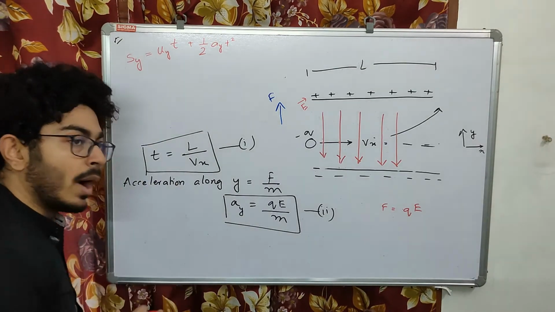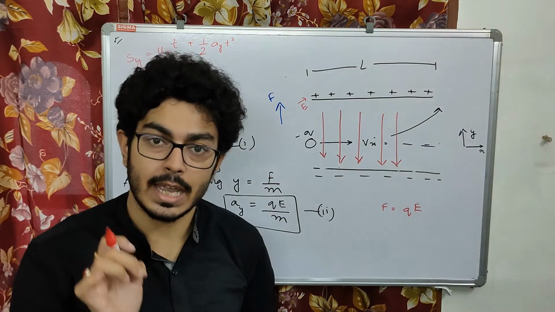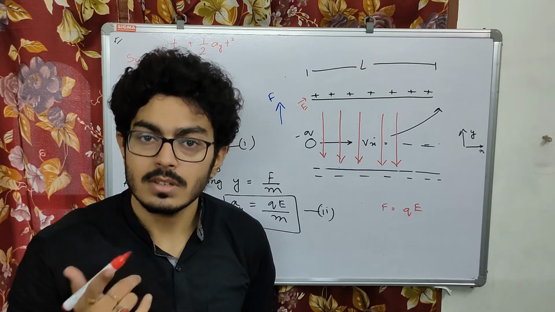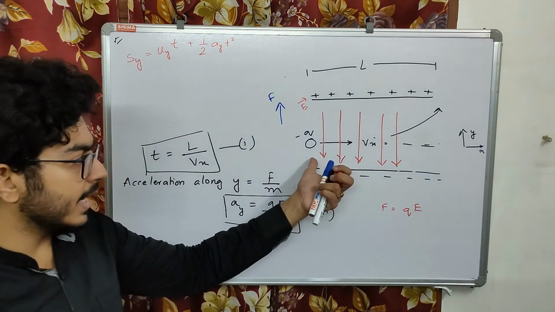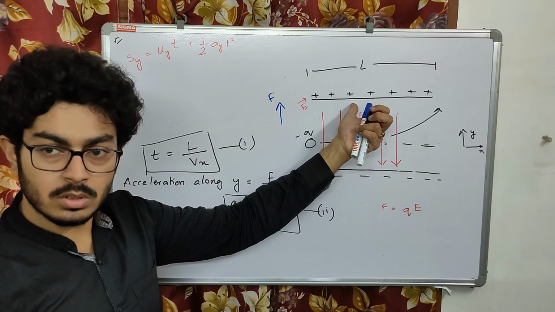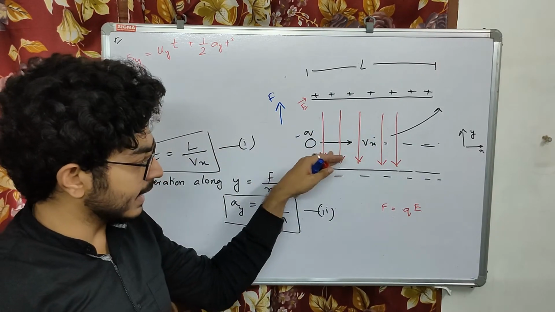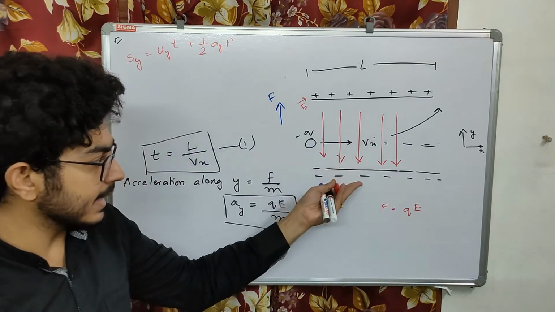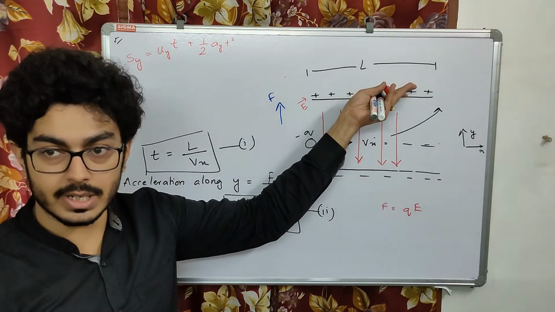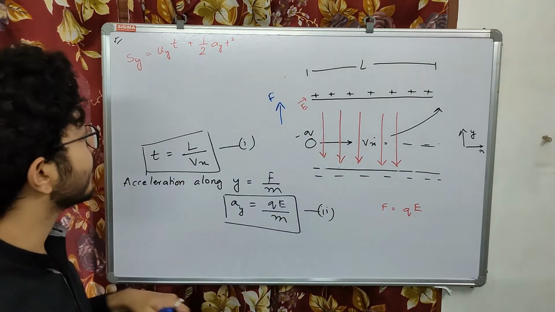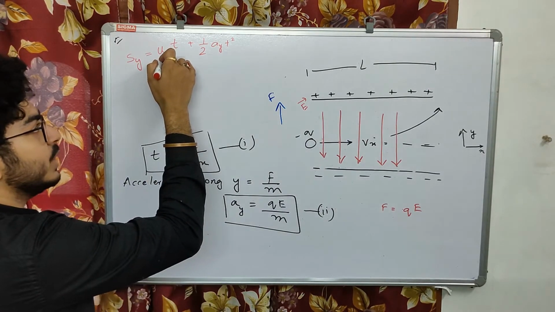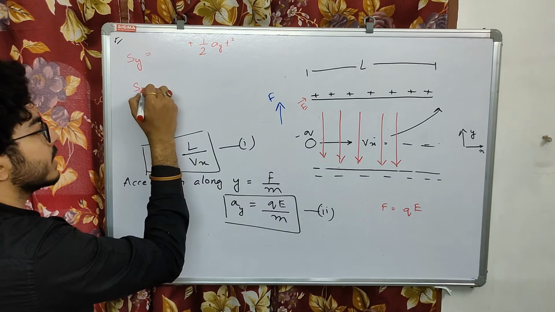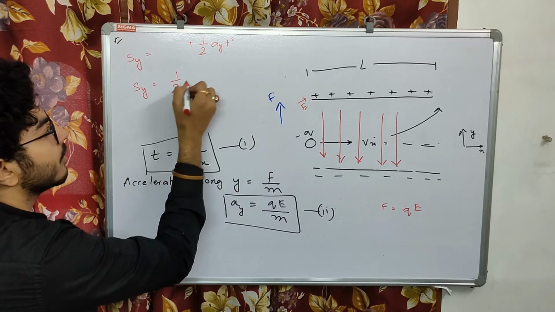Now what is uy? Initial velocity along the y direction. Is there any initial velocity along the y direction? 0. No. The moment it entered, only then it experienced a force equal to QE. As a result, it started accelerating in the y direction due to this electric field. So uy was 0, so this part is of no use. So sy becomes half a t square.